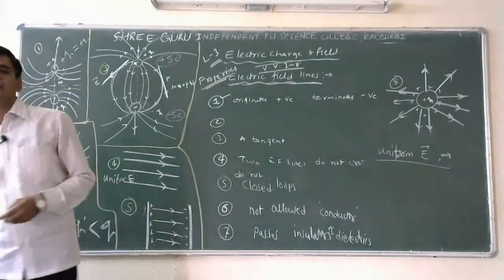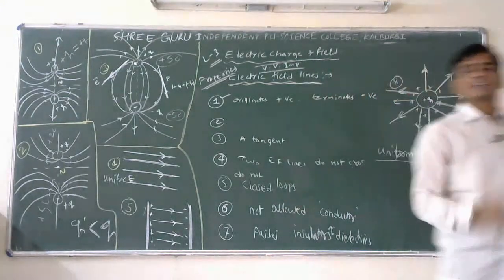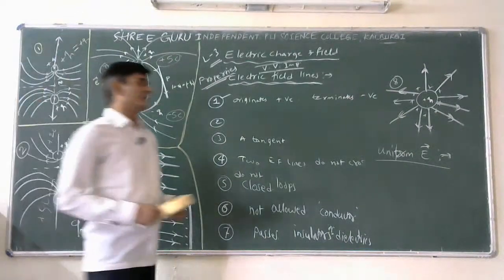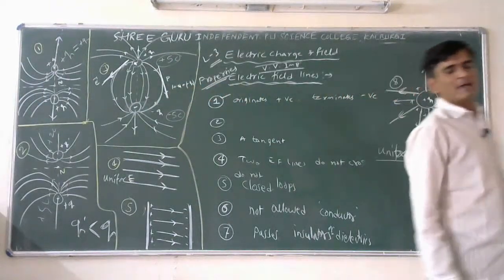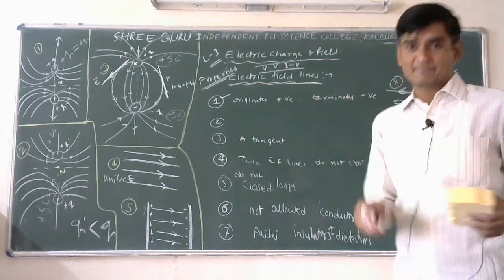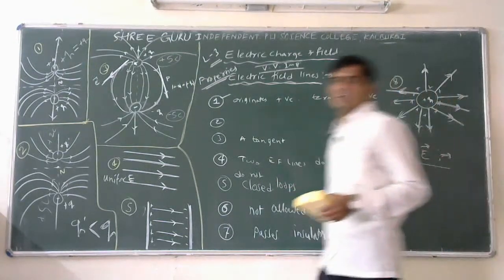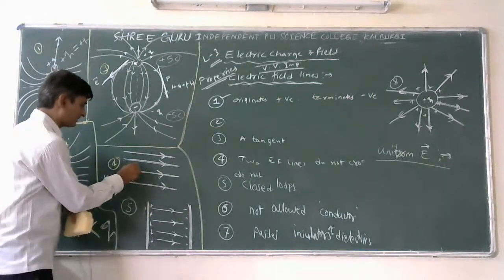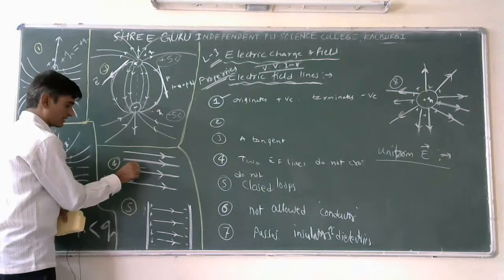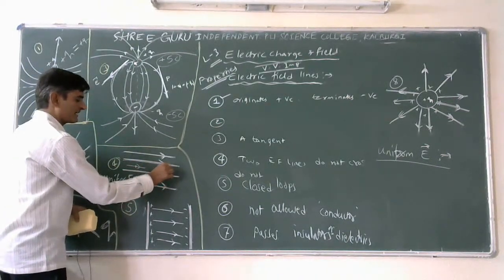An electric field intensity is said to be uniform if the magnitude and direction are both the same at different points. That is, if the magnitude and the direction of the electric field intensity are the same at two different points, then the field is uniform. If you take this point, the direction of the electric field intensity is like this, and the magnitude here is the same as the magnitude at point B.